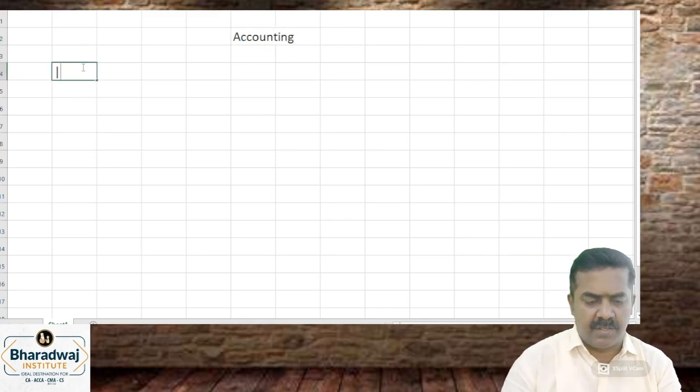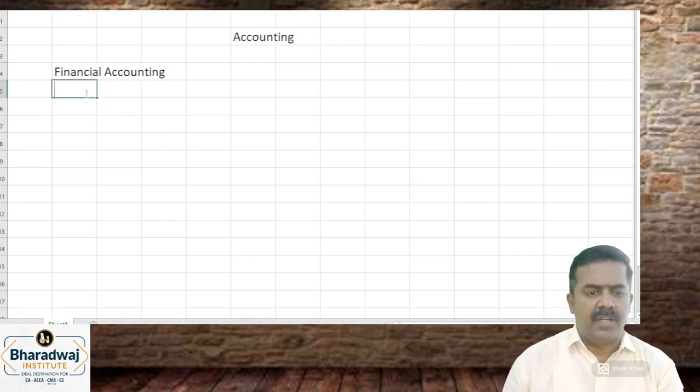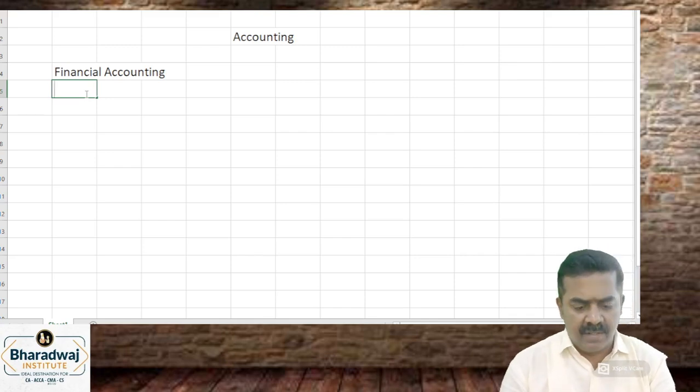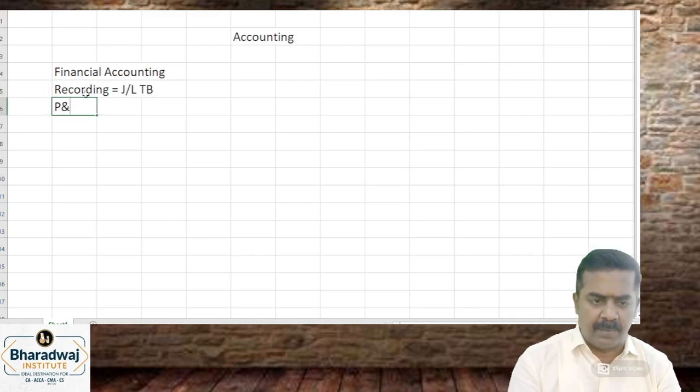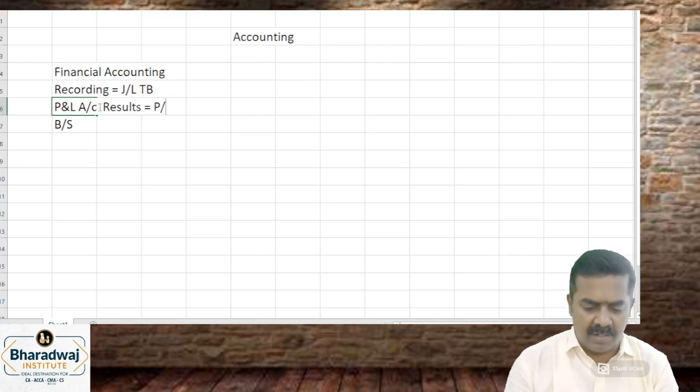Accounting has branches. What are the branches of accounting? Financial accounting. Financial accounting is concerned with simply recording the transactions, recording in the journal, ledger, trial balance. We call it bookkeeping. Then preparing the P&L account and a balance sheet. The objective of financial accounting is just to find out financial results. Results may be profit or loss.